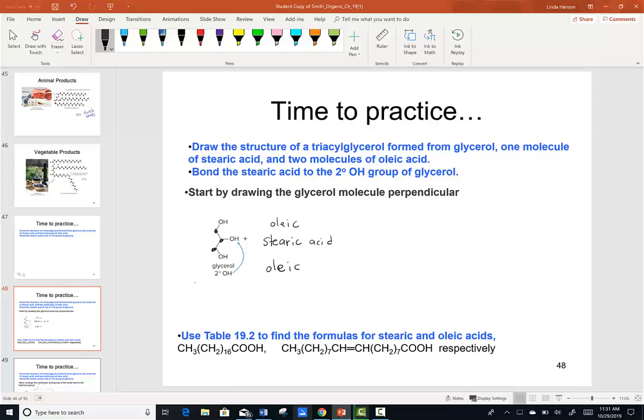So kind of putting the pieces together. And I know you found, I asked you to find the stearic acid formula. And down here with an unsaturated fat, we found the oleic acid formula. We needed that to know what to attach to our process.